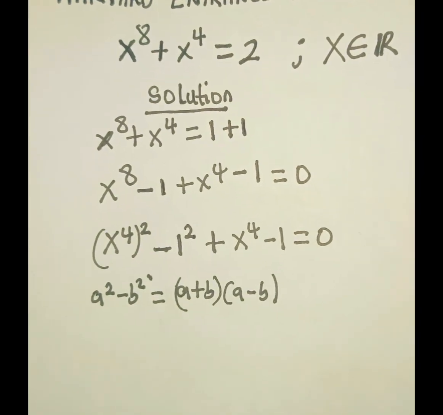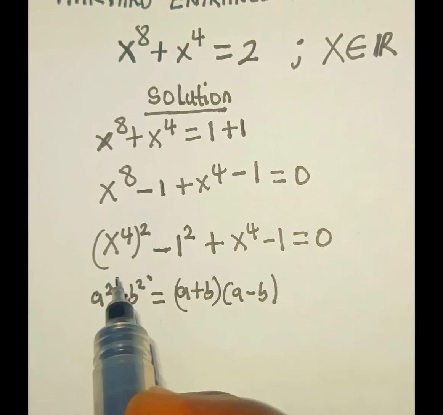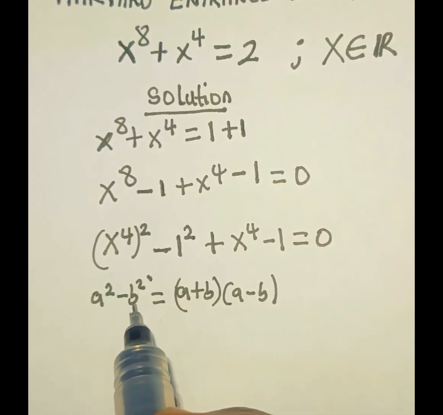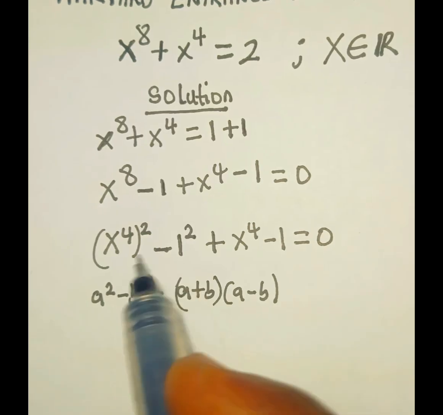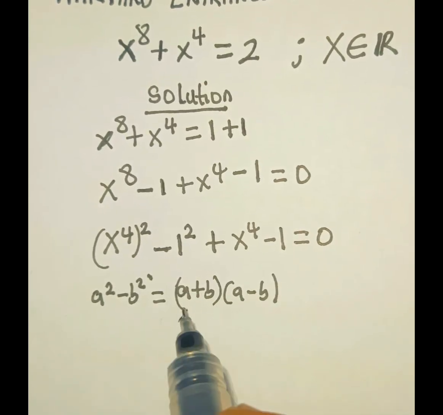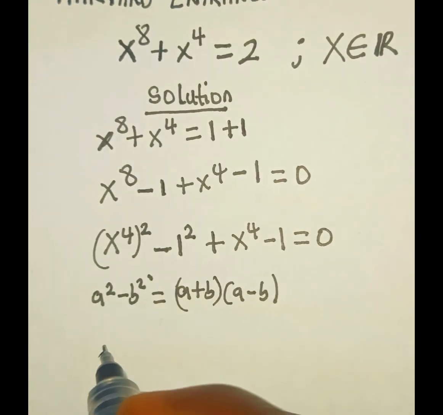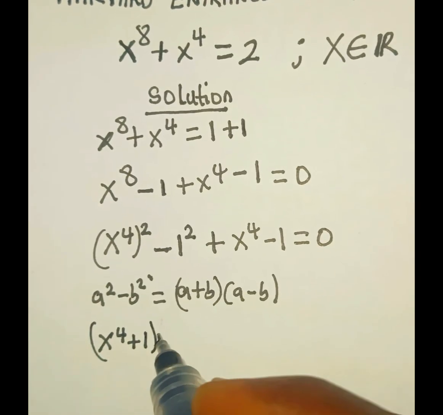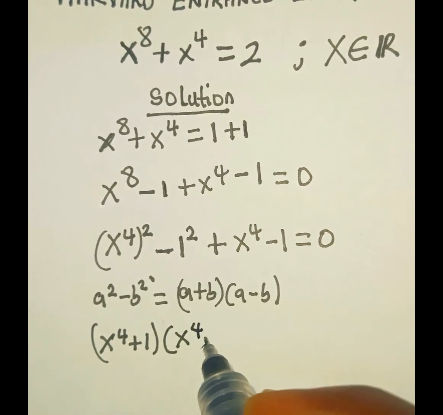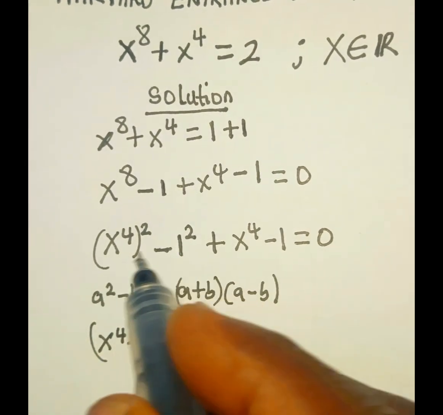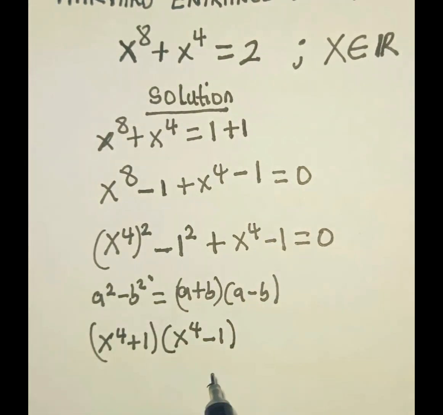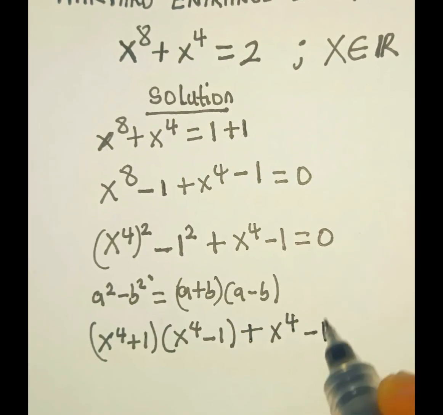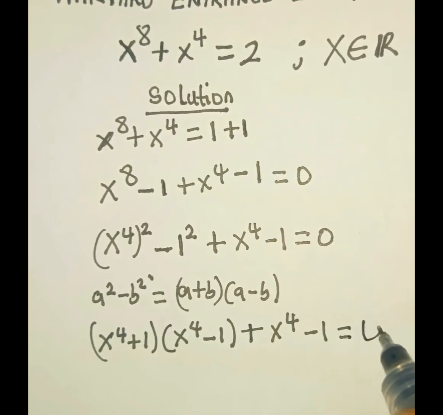We're going to apply this property to these first two terms, so that x to the power 4 will represent a, then 1 will represent b, and both have power of 2. So this can be simplified in this form as a plus b, which is the same as x to the power 4 plus 1, multiplied by x to the power 4 minus 1. So this is the simplification of these two terms. Now plus x to the power 4 minus 1, which is this term, equal to 0.